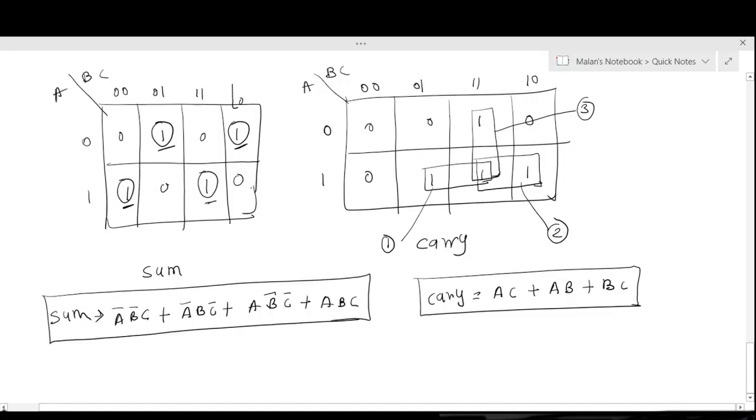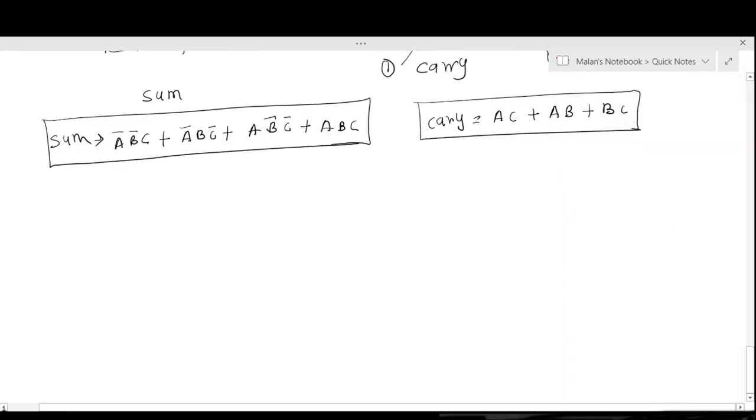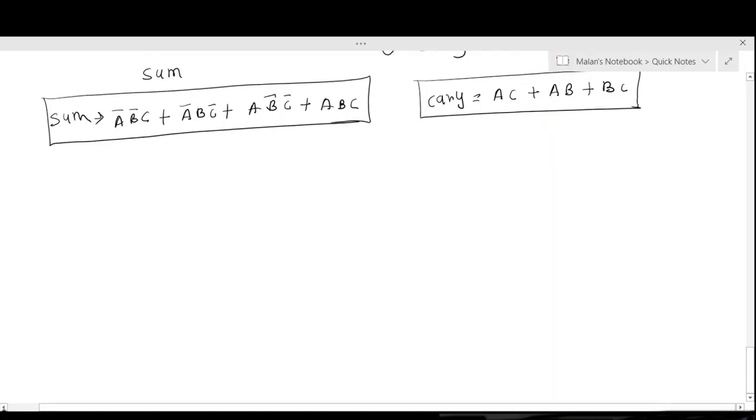Now once we identify the expressions, we go for the implementation of this. We implement the expression in logic design by using different gates. First, by using the simple basic gates, we'll try to implement the circuit. Now for the sum, three inputs are there: input A, B and C.